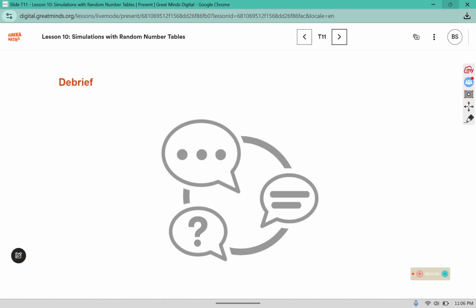And that takes care of lesson 10. If you are in class, it would be helpful to use that data as it's going to get you closer and closer to the theoretical probability.